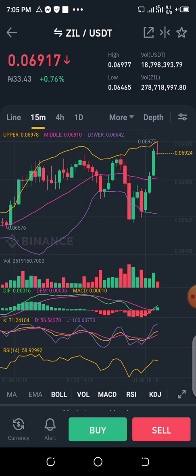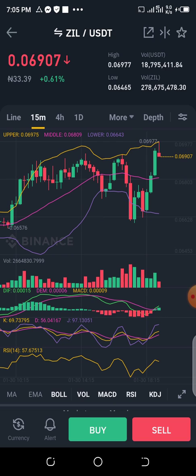So even if you are trading with just Bollinger Band and RSI alone, even with the MACD, wow, MACD has even crossed on the 15-minute time frame.